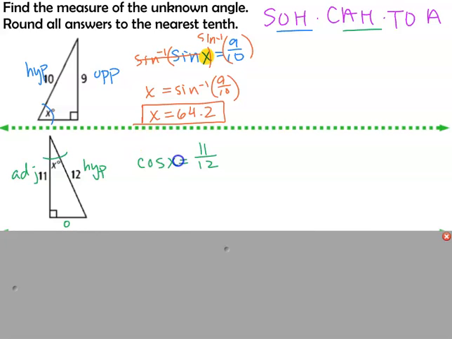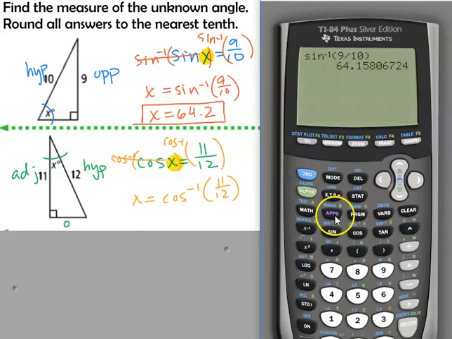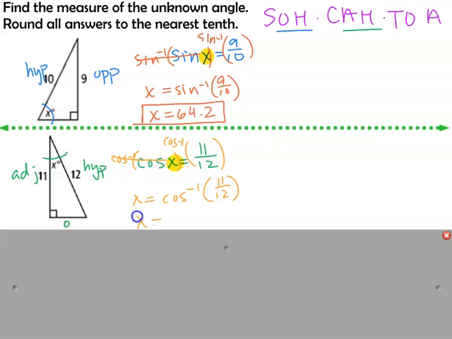So again, we're in this situation where we're looking for the angle measure, and we need to get rid of this cosine. So we're going to take the cosine inverse of both sides so that these guys cancel out. We're left with x is equal to the cosine inverse of 11 over 12. And then, of course, we're going to go to our calculator for this last step. Press second, the cosine button, and then type in 11 divided by 12, close your parentheses, and hit enter. So x is going to be equal to 23.6 degrees.